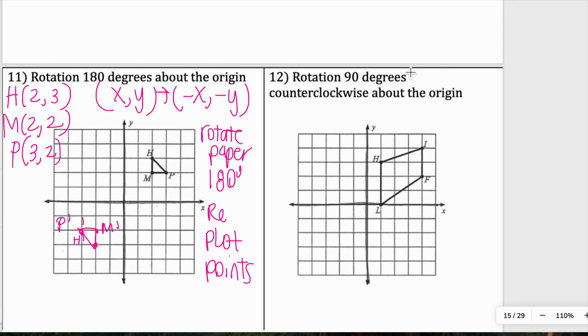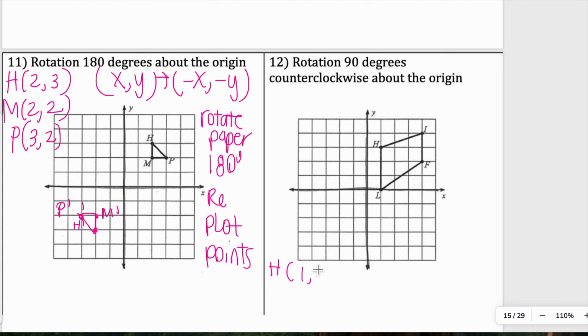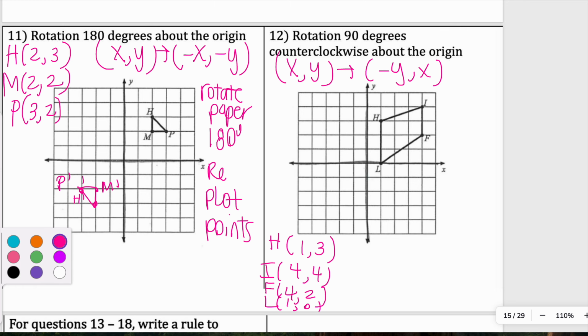Rotation 90 degrees counterclockwise about the origin. What I did here is I created the list of my current points. So H is at 1, 3, I is at 4, 4, F is at 4, 2, and then L is at 1, 0. And then you can use the algebraic rule of (x, y) goes to (-y, x). That just means my x's and y's will change places and my y will become negative.